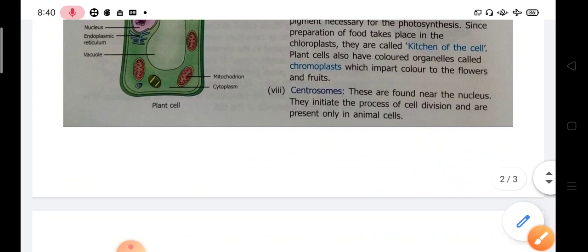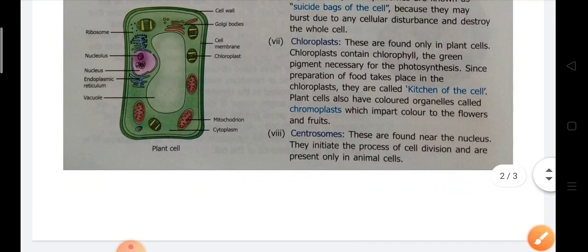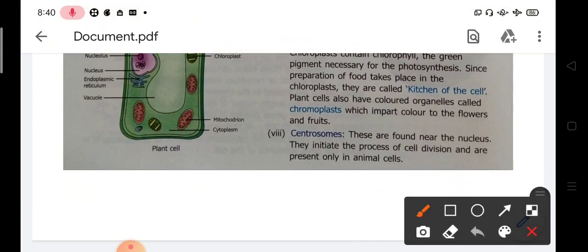Now next we talk about is centrosome. Centrosome is what? It is a small structure present near the nucleus, and its main role is to start or initiate the process of cell division. When the cell is to divide, during that time division of cell is started by the centrosome, and it is present only in animal cells. It is absent in plant cells.